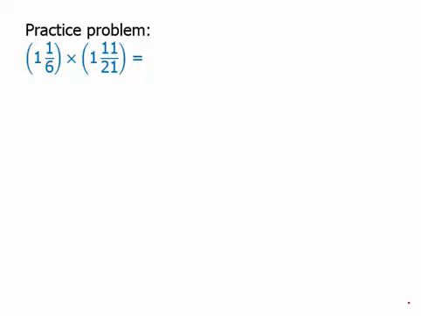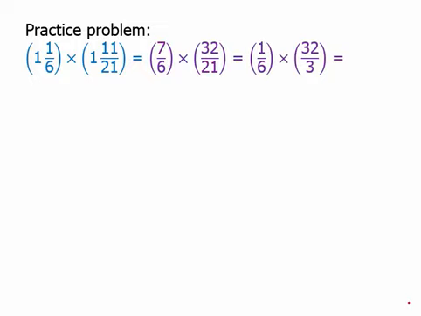It seems like this might be a lot of extra work. It actually enormously simplifies the problem. So 1 and 1/6, that's 7 over 6. 1 and 11/21 is 32 over 21. Well, now we're going to multiply those fractions, but of course, before we multiply, we're going to cancel. Notice we can cancel a factor of 7 in the 7 and the 21. Then we can cancel a factor of 2 in the 6 and the 32.